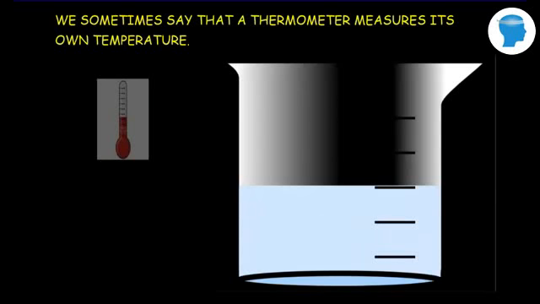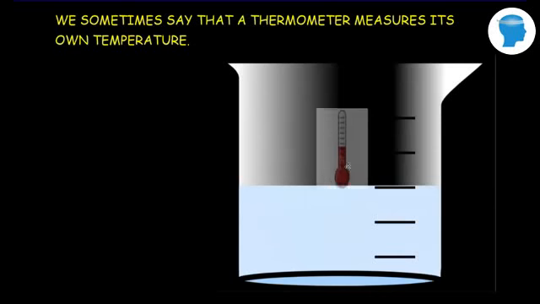We sometimes say that a thermometer reads its own temperature. So if I take a thermometer and put it into this bath, we'll say the bath's at maybe 80 degrees, and the thermometer is at room temperature, then heat is going to flow into the thermometer until the thermometer reaches thermal equilibrium with the water. And of course the liquid will rise and we'll be able to read the temperature.